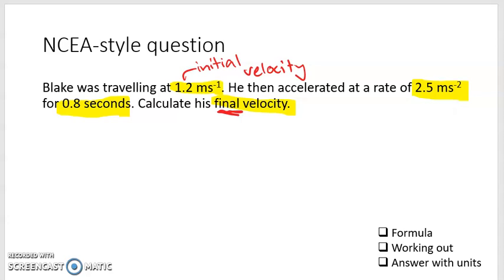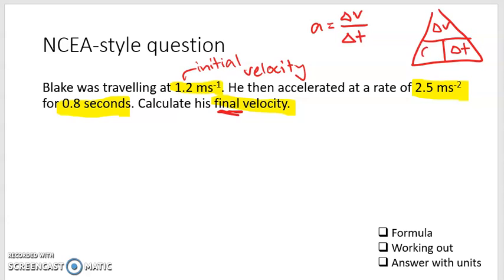So first up, we need to figure out our formula. We're looking at the relationship between acceleration, velocity, and time. So that's our base formula. We use our formula triangle to rearrange it. We're trying to calculate stuff to do with velocity, so we'll cover that up. And we now know that change in velocity equals acceleration times change in time. So we've got our formula.